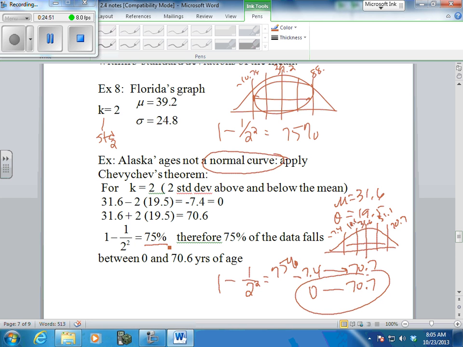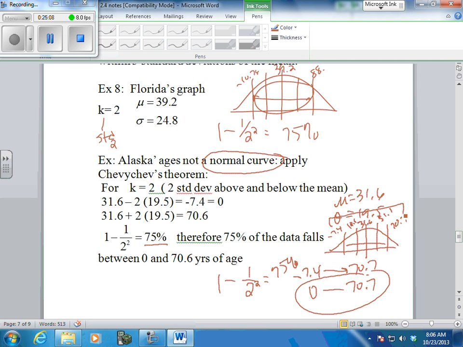Yes, and I would tell you that you have to use that. Always start with your mean and add your standard deviations. So even though this was not a normal curve, I put it on a normal curve so we could see what's our to and our from.